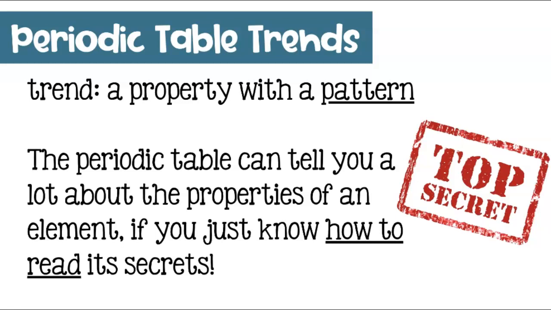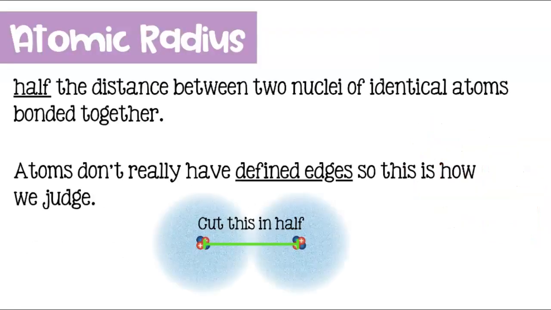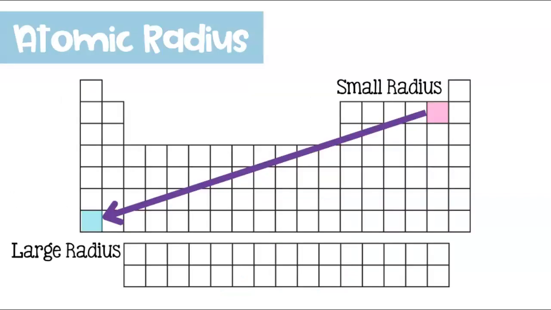Now, a trend is a property with a pattern. So the periodic table can tell you a lot about the properties of an element if you just know how to read its secrets. Our first example of a trend is the atomic radius, which is half the distance between two nuclei of identical atoms bonded together. Atoms don't really have defined edges, so this is how we judge their size. We take this distance and cut it in half.